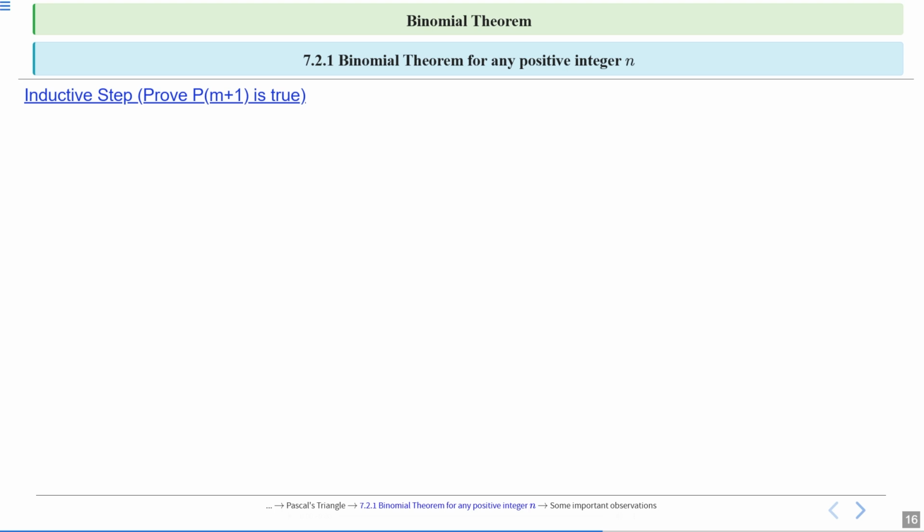Now we will see the inductive step. So now we'll prove P(m + 1) is true. So we need to prove (a + b)^(m+1) equals (m+1)C0 a^(m+1) + (m+1)C1 a^m b + ... + (m+1)C(m+1) b^(m+1).